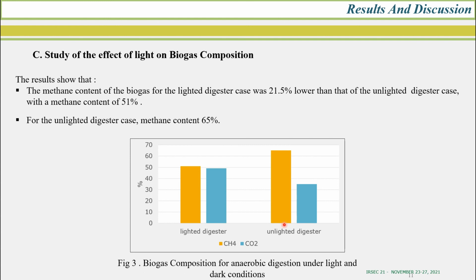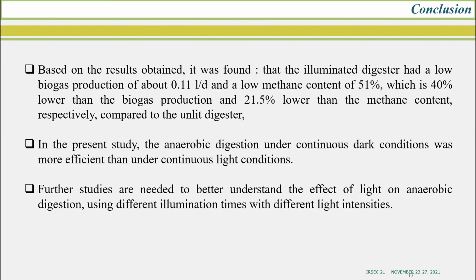Based on the results obtained, it was found that the illuminated digester had a low biogas production of about 0.11 liter per day and a low methane content of 51%, which is 14% lower than the biogas production and 21.5% lower than the methane content, respectively, compared to the unlighted digester.